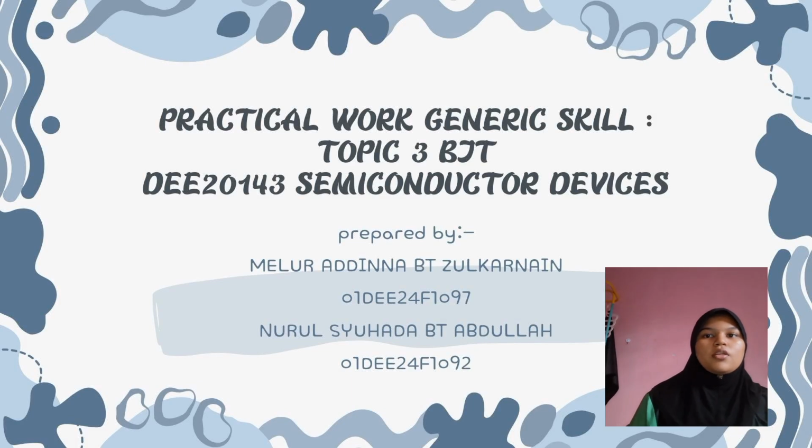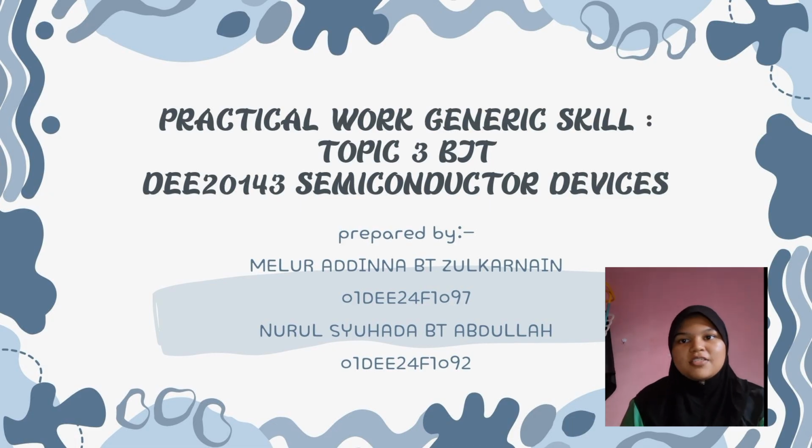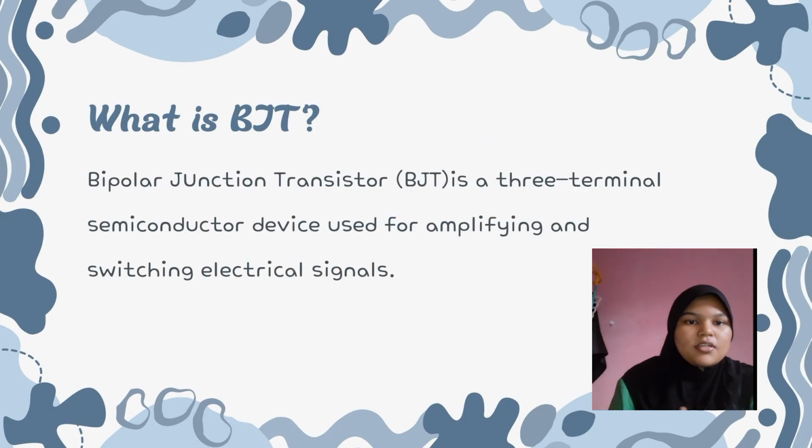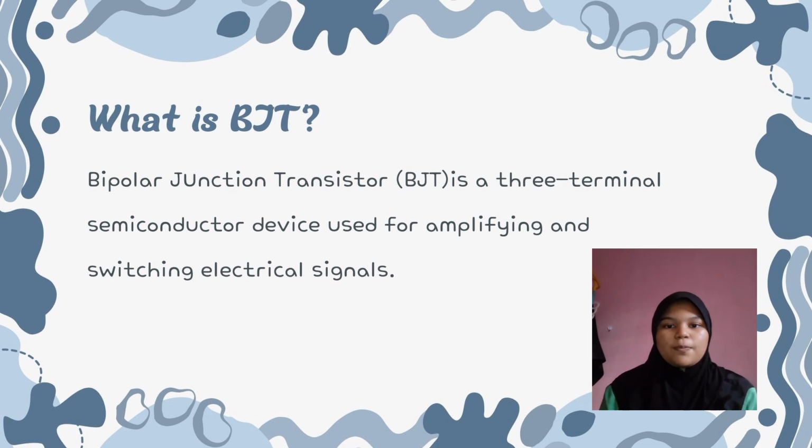01DE24F102. Today I'm going to introduce the bipolar junction transistor, BJT, and its significance in electronics. What is a BJT? A BJT is a three-terminal semiconductor device used for amplifying and switching electric signals. The three terminals are the emitter, which releases charge carriers, the base, which controls the transistor operation, and the collector, which receives charge carriers. Then I'm going to explain the significance in electronics.